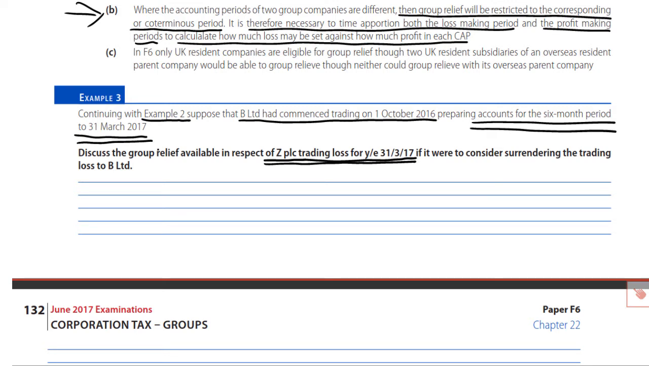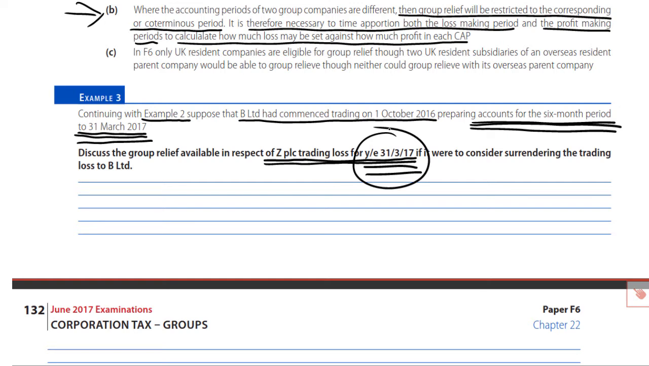Well, what we'd now have is that all of that 6-month period to the 31st of March 17 falls within the loss maker's year ended March 17. That period of 6 months all falls in one accounting period. It doesn't span 2 accounting periods of the loss maker. It's all within, it is 6 months of the year ended March 17.